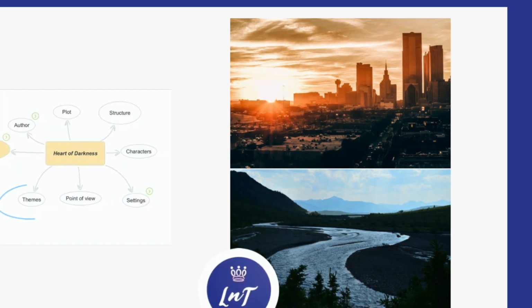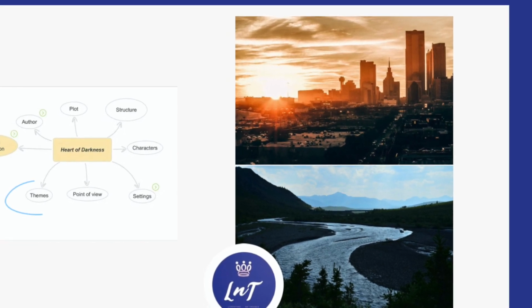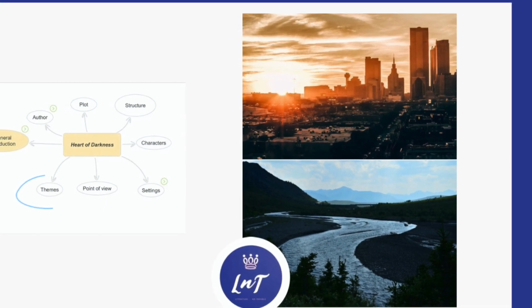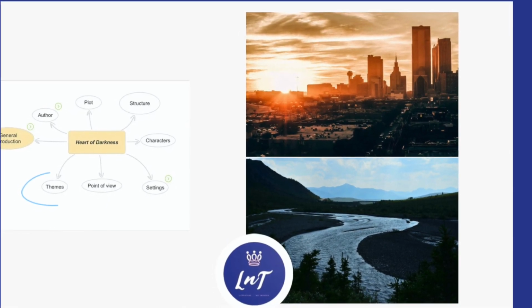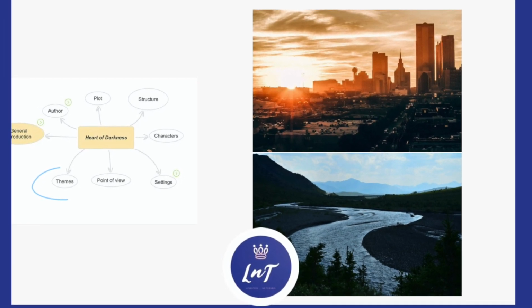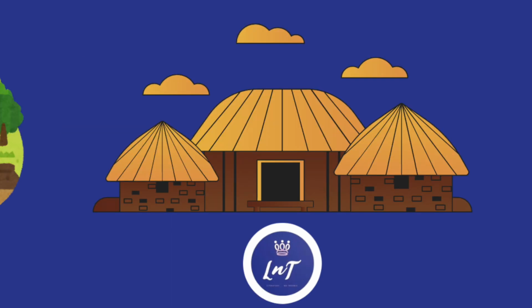Conrad portrays the African wilderness as a place of primeval savagery juxtaposed against the supposedly civilized world of Europe. The tension between civilization and savagery, together with the atrocities committed in the name of colonization, call into question the true nature of civilization and its claims to moral superiority.